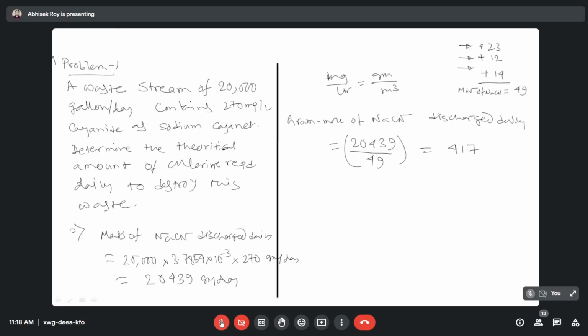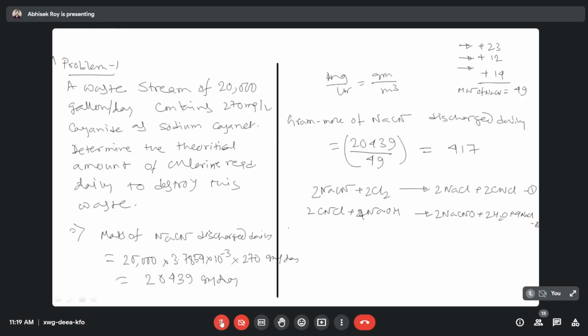Now we'll write down the equation for how much Cl2 is required. So NaCN, say 2NaCN plus 2Cl2 will be converted to 2NaCl plus 2CNCl. This is equation number 1. Now you want to convert this CNCl also. So 2CNCl plus 4NaOH will get converted to 2NaCNO plus 2H2O plus 4NaCl. That is equation number 2.